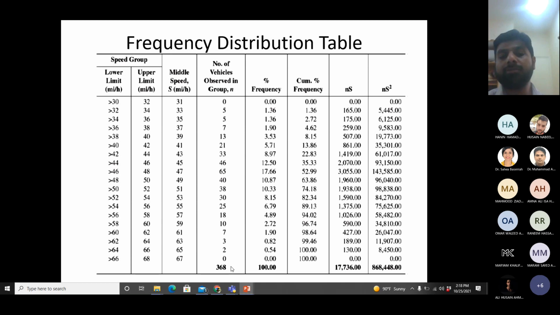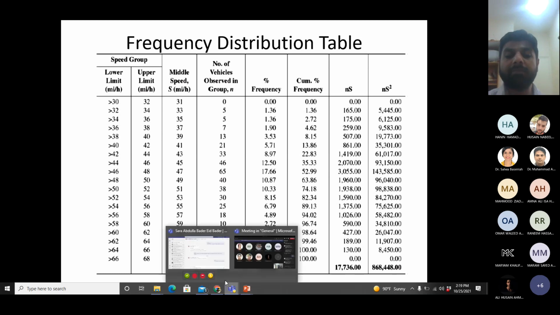So how many values did you observe? 368. You have observed speed for 368 vehicles. So n into s divided by 368. The summation of n into s is this much, divided by 368. Give me the mean speed.